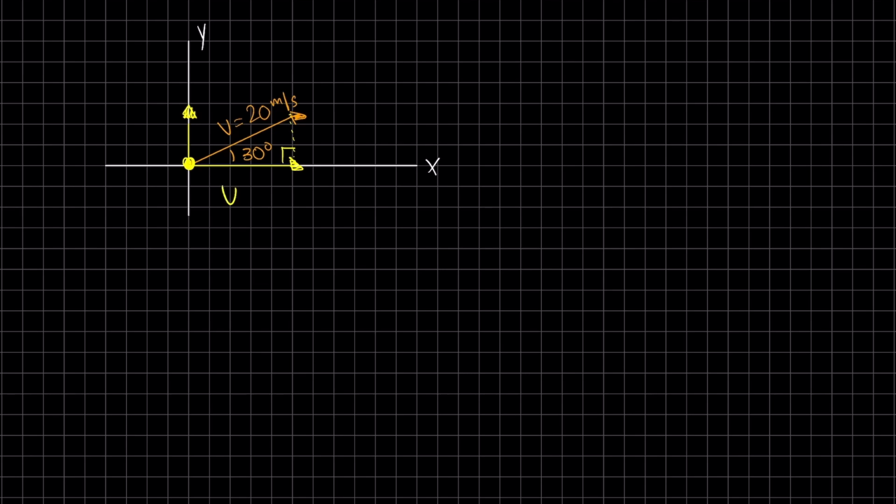That means that the x component is going to be the magnitude of the vector times the cosine of the angle. And the vertical component is just going to be the magnitude of the vector times the sine of the angle. To plug in the numbers, we're going to get 20 meters per second for the magnitude times the cosine of 30. That'll give us an answer of 17.32 meters per second.